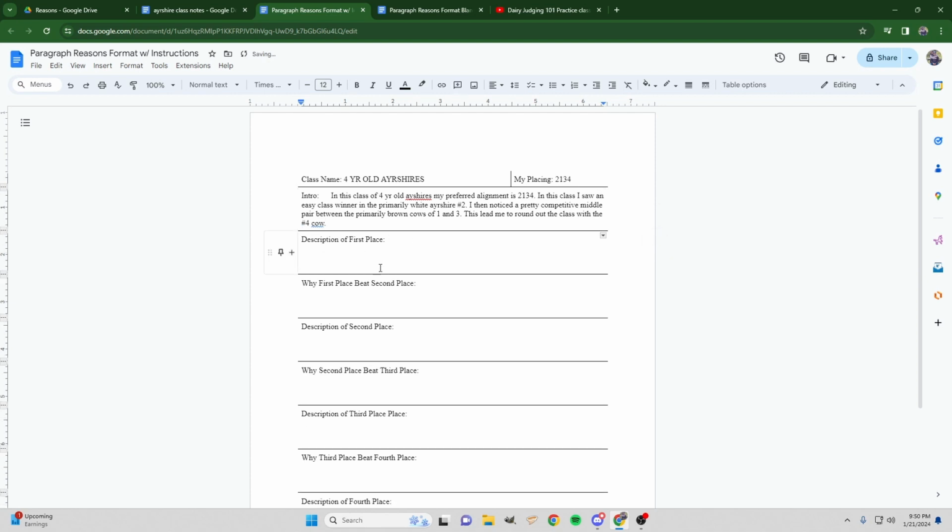Okay. This is a brief intro, and the way you would say this is, in this class of 4-year-old Ayrshires, my preferred alignment is 2, 1, 3, 4. In this class, I saw an easy class winner in the primarily white Ayrshire number 2. I then noticed a pretty competitive middle pair between the primarily brown cows of 1 and 3. And ultimately, this led me to round out the class with the number 4 cow.